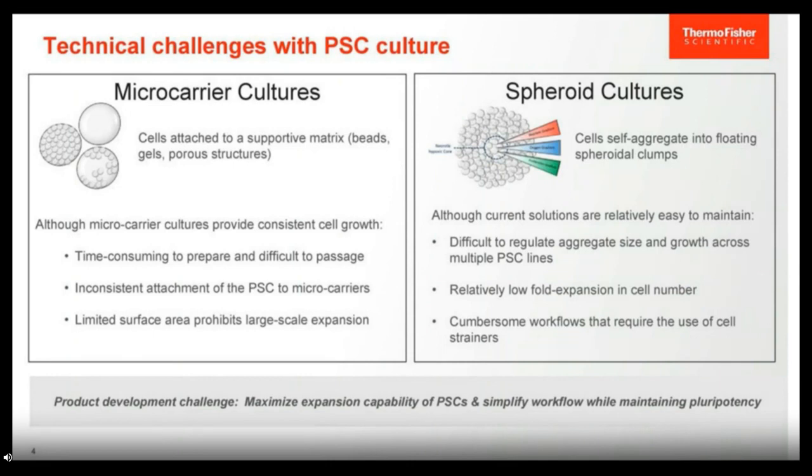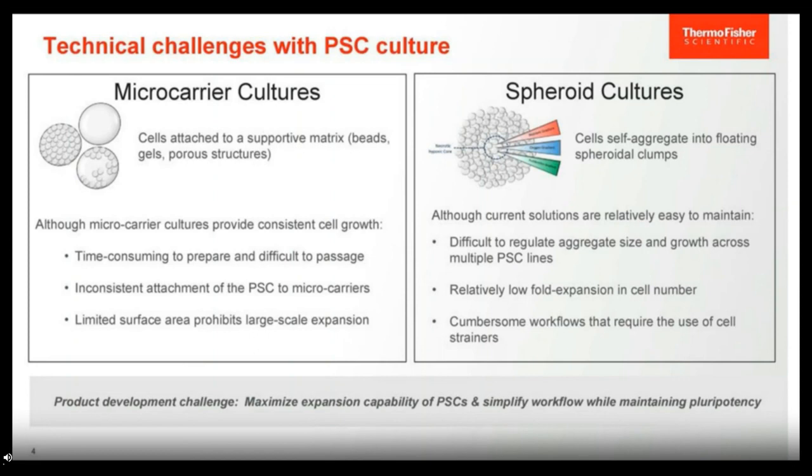So in contrast to the microcarriers, spheroid cultures are much more appealing to researchers. These cultures utilize the ability of cells to self-aggregate into floating spheroidal clumps, thereby eliminating the need for cells to grow adhered to a microcarrier substrate. And while this does simplify the initiation of suspension cultures, there are still some drawbacks to the spheroid culture, particularly related to current solutions. In particular, it's difficult to regulate the aggregate size and growth across multiple different PSC lines in order to achieve consistency.